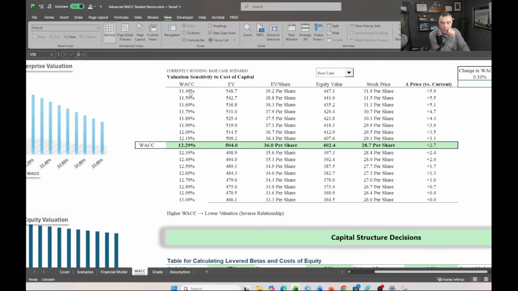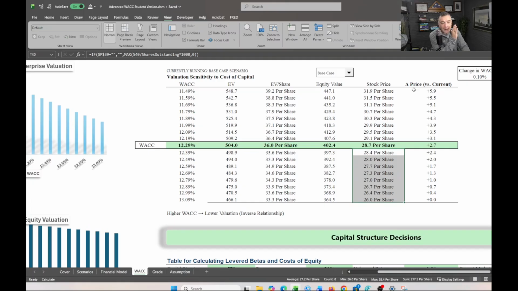We have WACC anywhere from 11.49%, and this is more realistic, up to 13.09%. And what you can do is, here's the equity value per share. We're right at 28.7. That's what we're valuing it at. And you can see the impact. If we can get that WACC lowered a bit, look how the stock price will rise, the valuation of it. And look at if it goes up too high, look how it goes down.